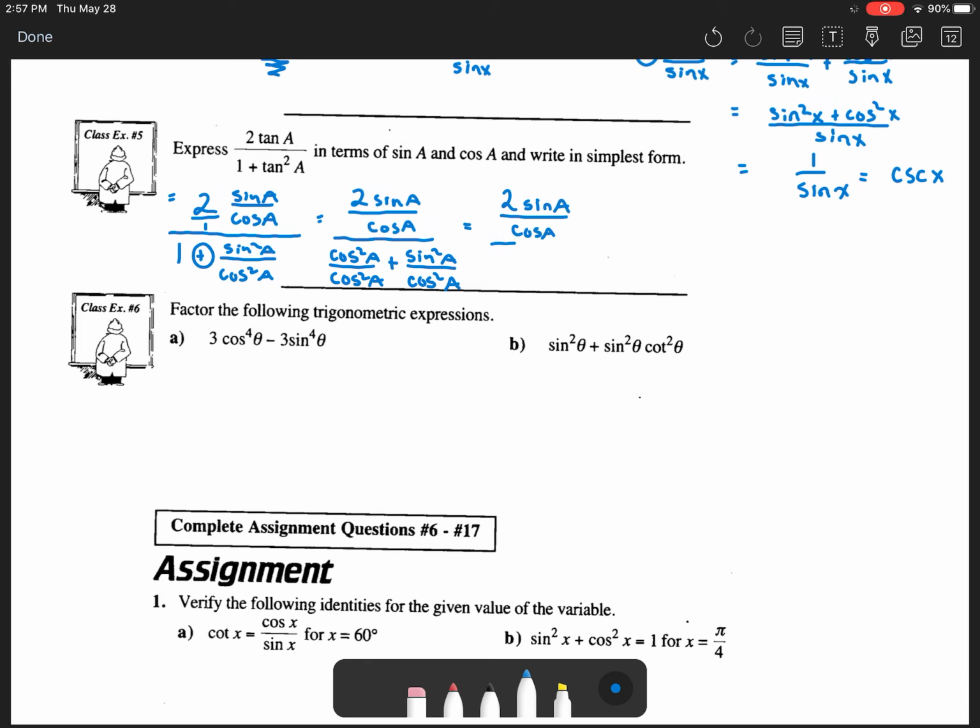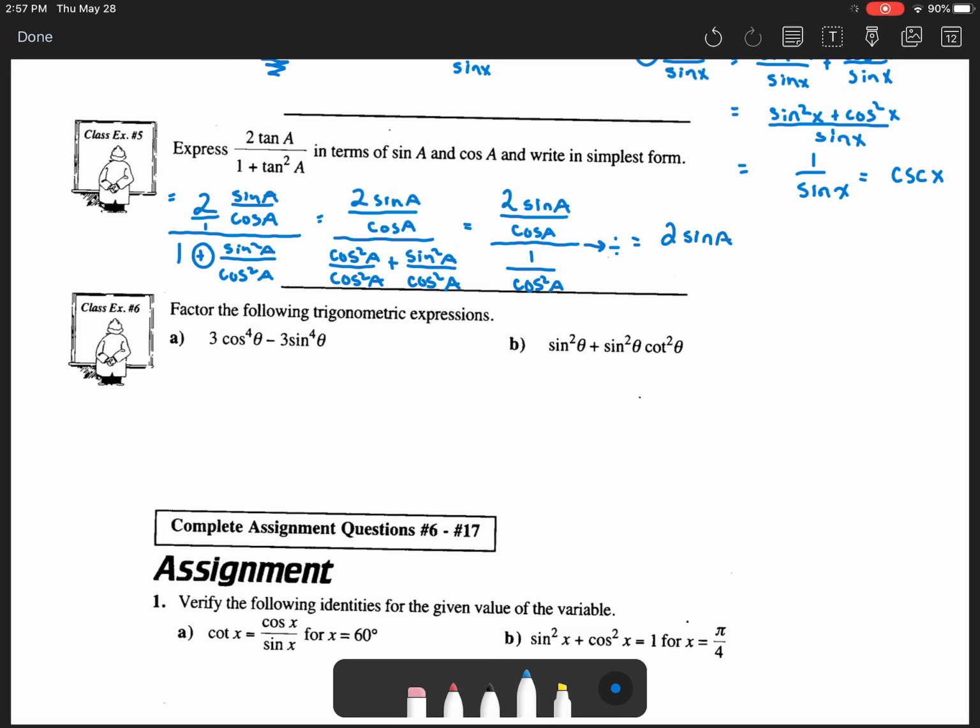Okay, so what I'll do is I'll leave the numerator alone for right now. So this is 2 sine a over cos a. But the denominator, hopefully you can see what's coming, is when I combine those numerators together, you're going to have cos squared of a plus sine squared of a. Well, that's 1. That's our identity, right? So that's 1 over cos squared of a.